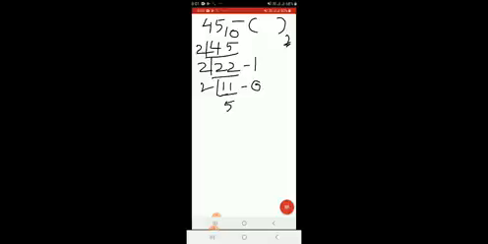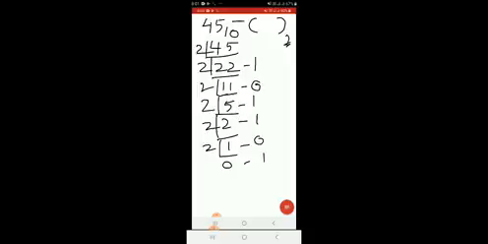5 2s are 10, carry 1. 2 2s are 4, carry 1. 1 2s are 2, carry 0. So further when you divide 1, you will get 0 as quotient and 1 as a remainder. Okay. So according to the third step, the quotient becomes 0. We can stop the process.